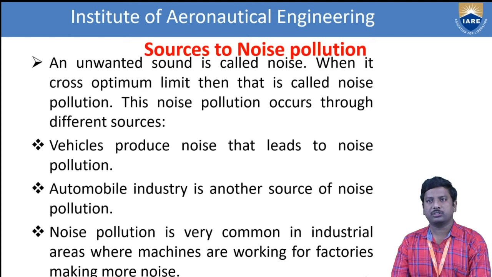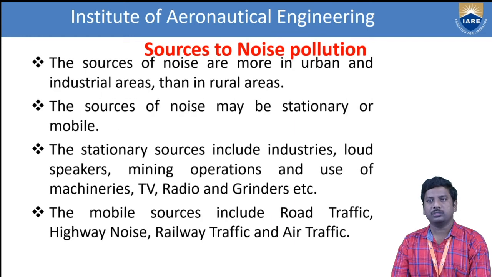Now, sources of noise pollution. There are many sources of noise pollution. An unwanted sound is called noise. When it crosses the optimal limit, that is called noise pollution. This noise pollution occurs through different sources. Vehicles produce noise that leads to noise pollution. The automobile industry is another source. Noise pollution is very common in industrial areas, where machines working in factories make more noise. So the sources of noise are more in urban and industrial areas than in rural areas.